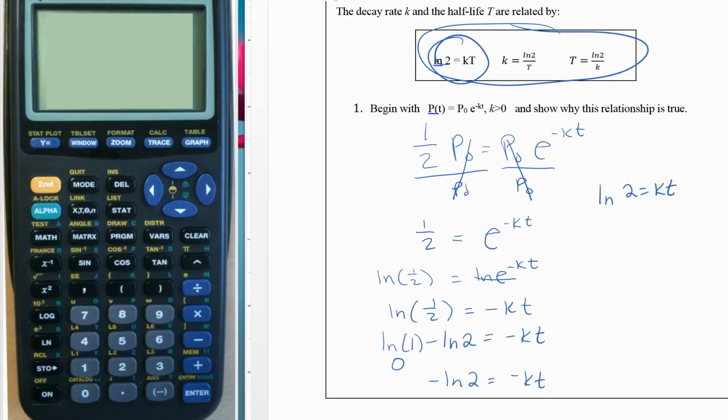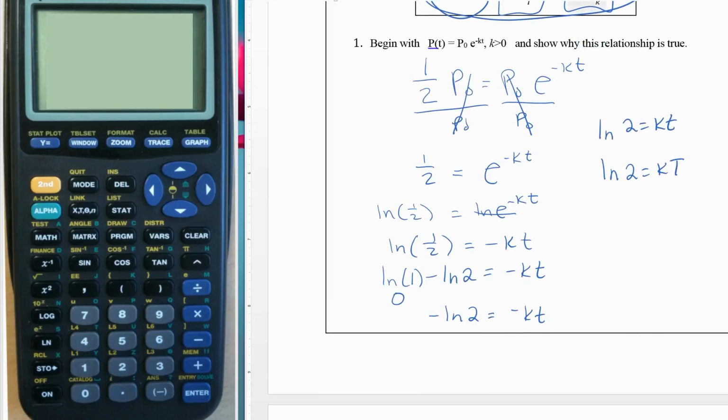If we solve for k and we use a big T for half-life, we'd have natural log of 2 equals kT. So if we solve for k, we divide both sides by T, and we would get this expression. And then if you solve for T, you'd just be dividing both sides by k, and you would get this expression. So they all come from the same place. It's just which variable you're solving for.